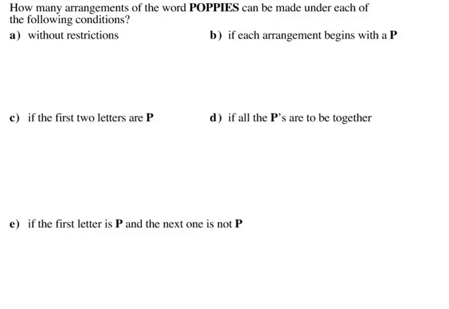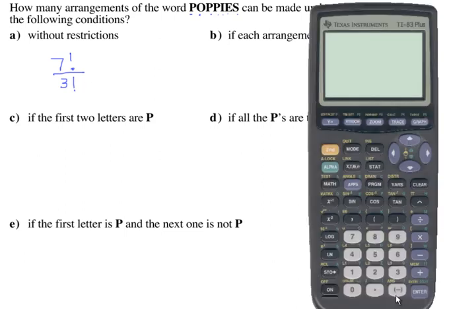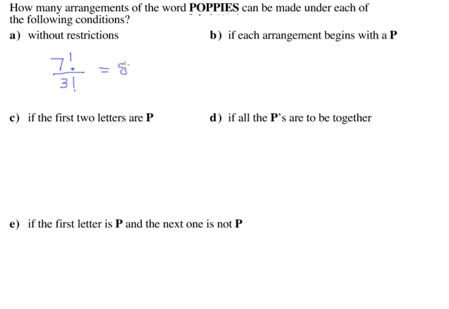All right, some really evil letter arranging. Let's see what happens here. Poppies has 1, 2, 3, 4, 5, 6, 7 letters and obviously a bunch of identical P's. Without any restrictions, there are 7 factorial over 3 factorial ways that we could arrange that. 7 factorial left 4, divided by 3 factorial is just 6. Oops, 6. 840 ways that we could arrange this with no restrictions at all.